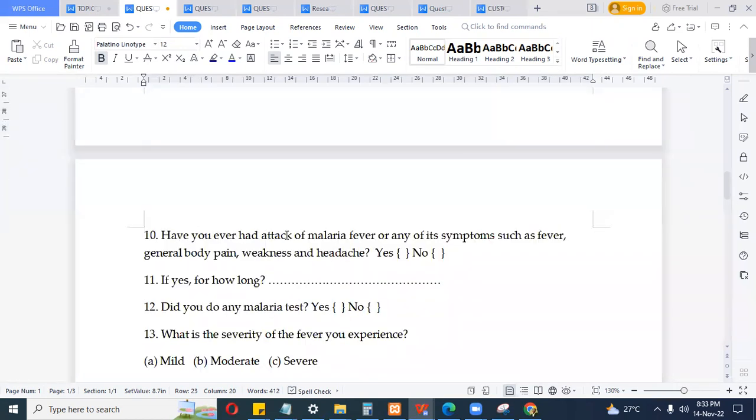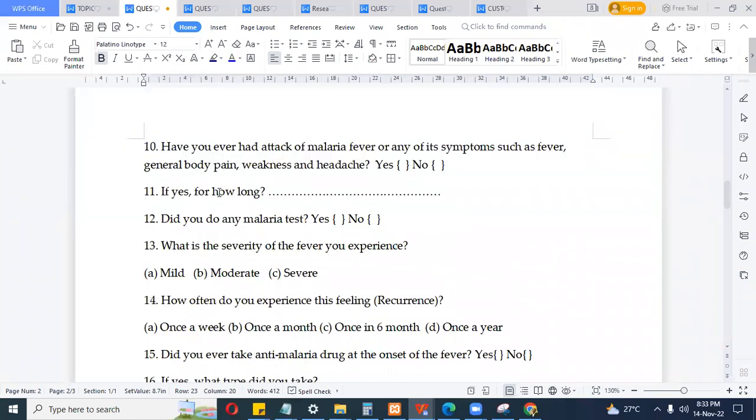Have you ever had an attack of malaria fever or any of its symptoms such as fever? Yes or no? Okay, good. If yes, how long? I love this because you have follow-up questions. Did you do any malaria test? Yes, no. What is the severity of the fever experience?